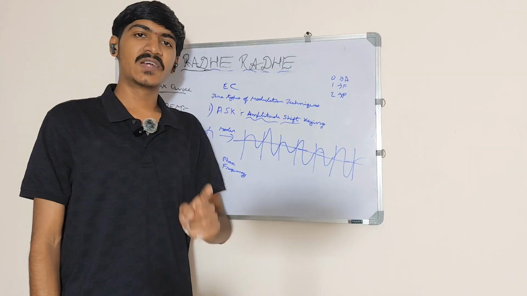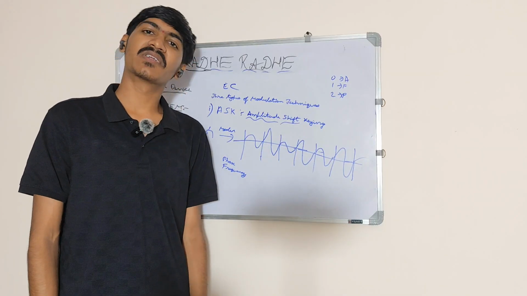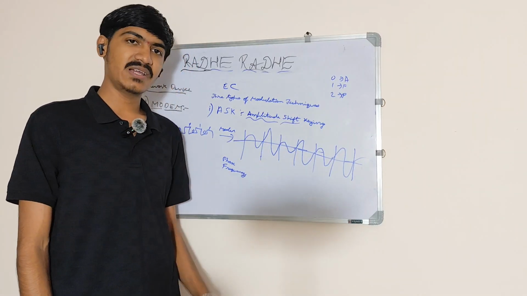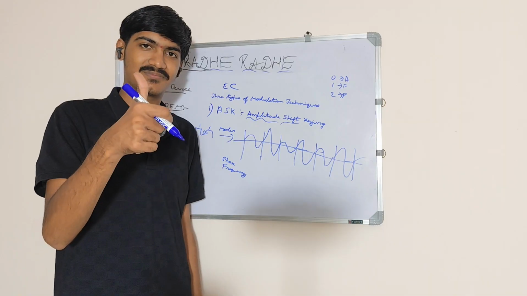Now I'll understand that if it is a bigger height, it means it's 1. If it is a shorter height, it means it's 0. Fine.